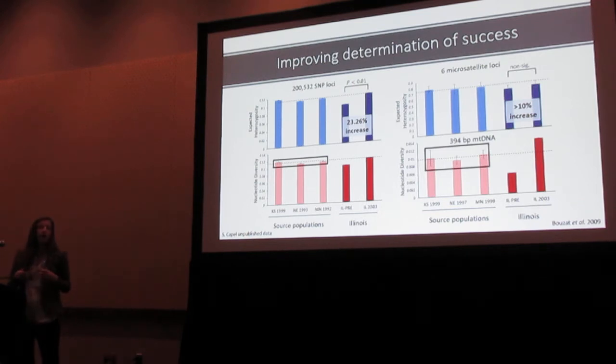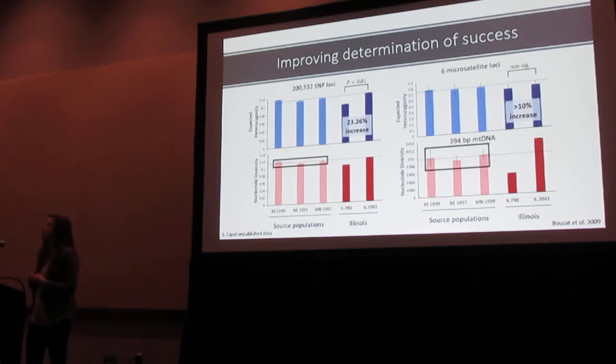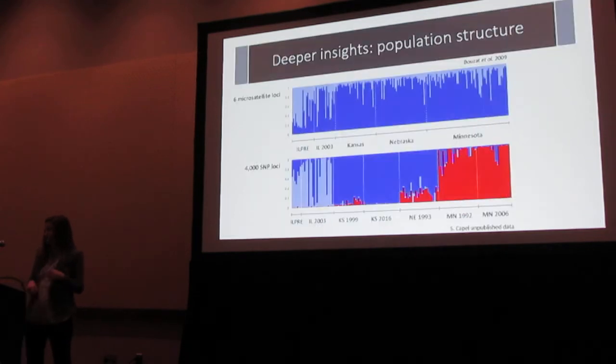And so by greatly increasing our precision and our accuracy in estimating measures of genetic diversity, we can much more definitively determine the success of translocation simply in terms of: was genetic diversity actually increased?